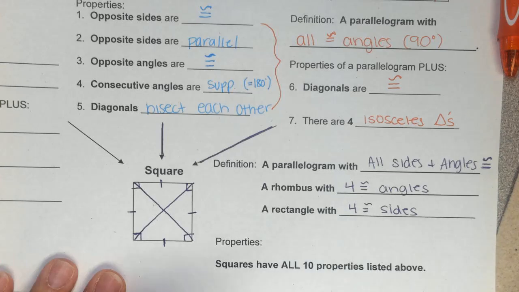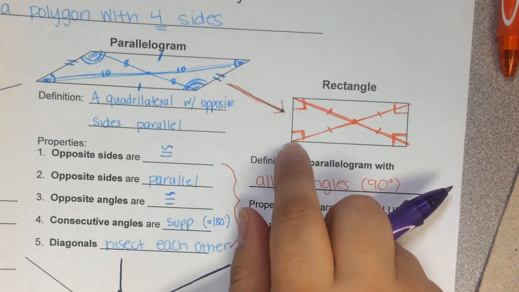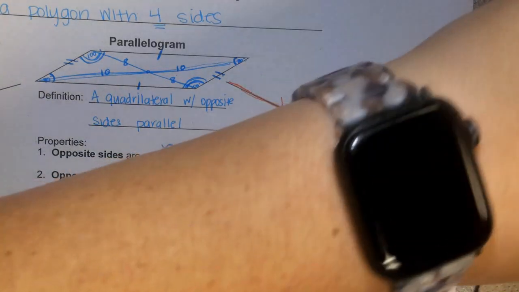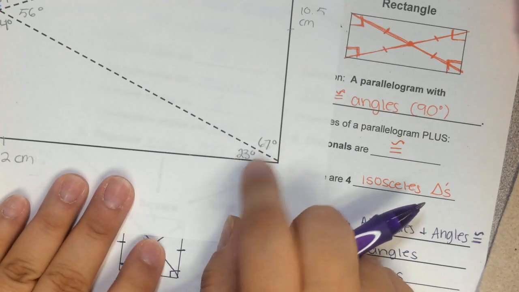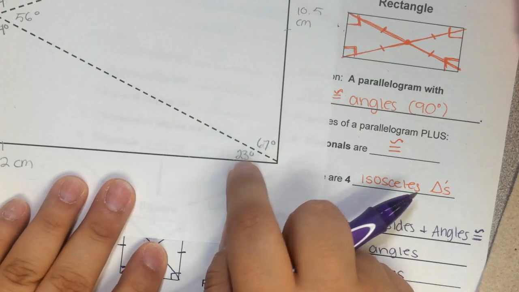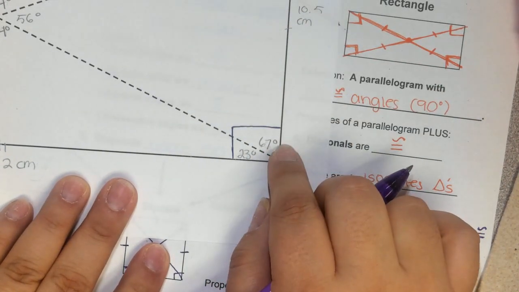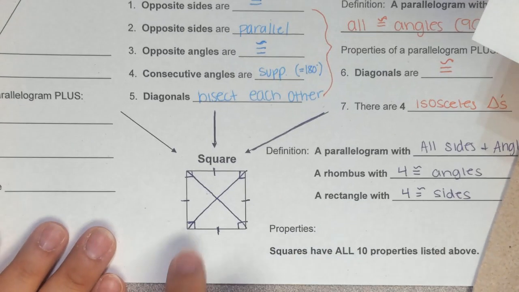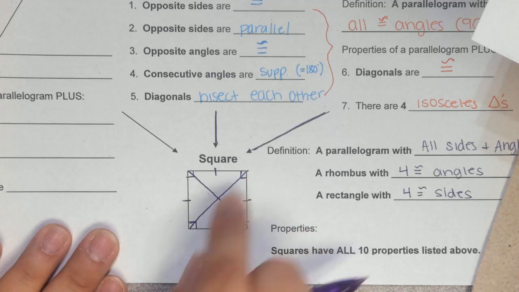What's special about a square? Whenever I draw the diagonal, are these angles the same? No. On a rectangle, they're going to add up to 90 degrees, but they're not going to be the same numbers. However, on a square, they will be the same.